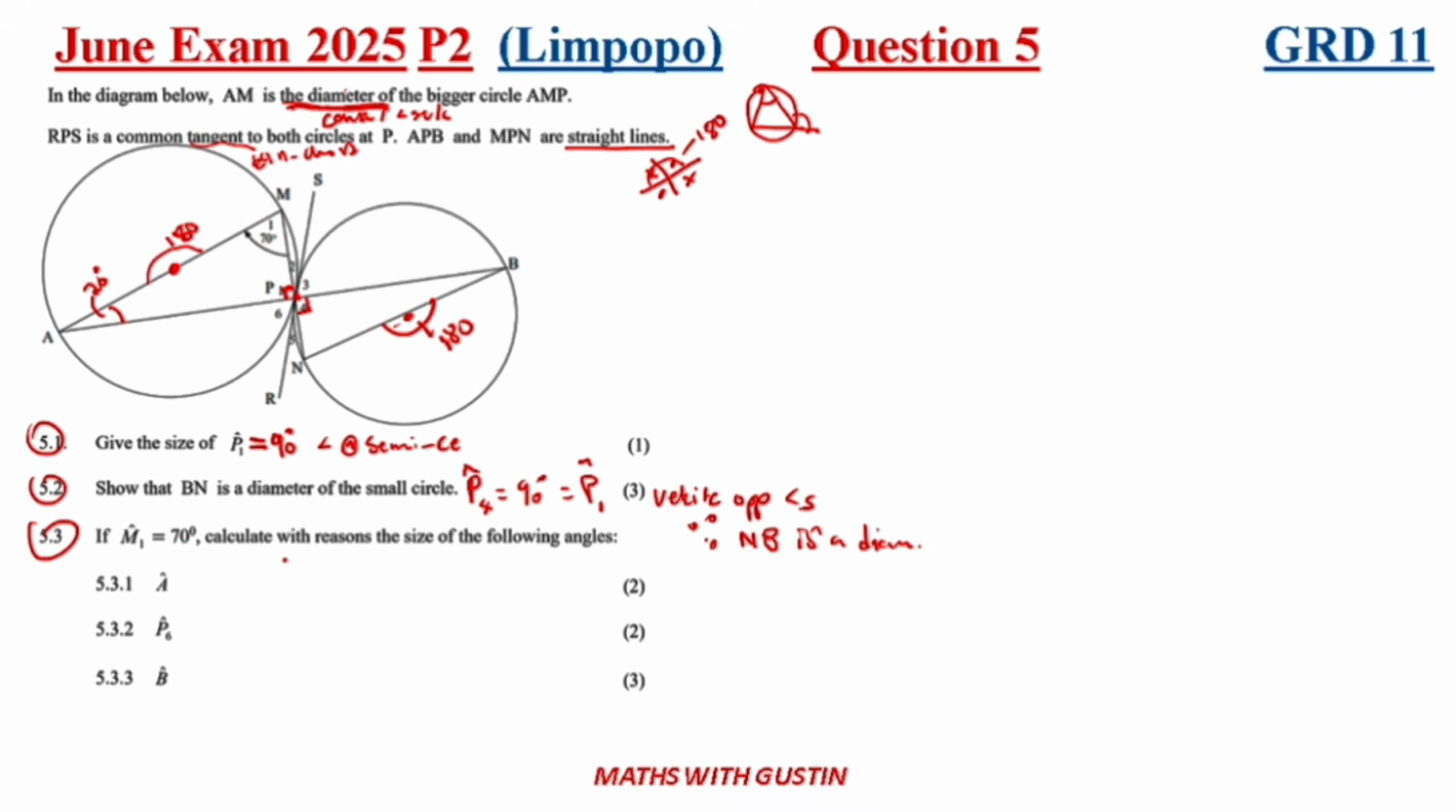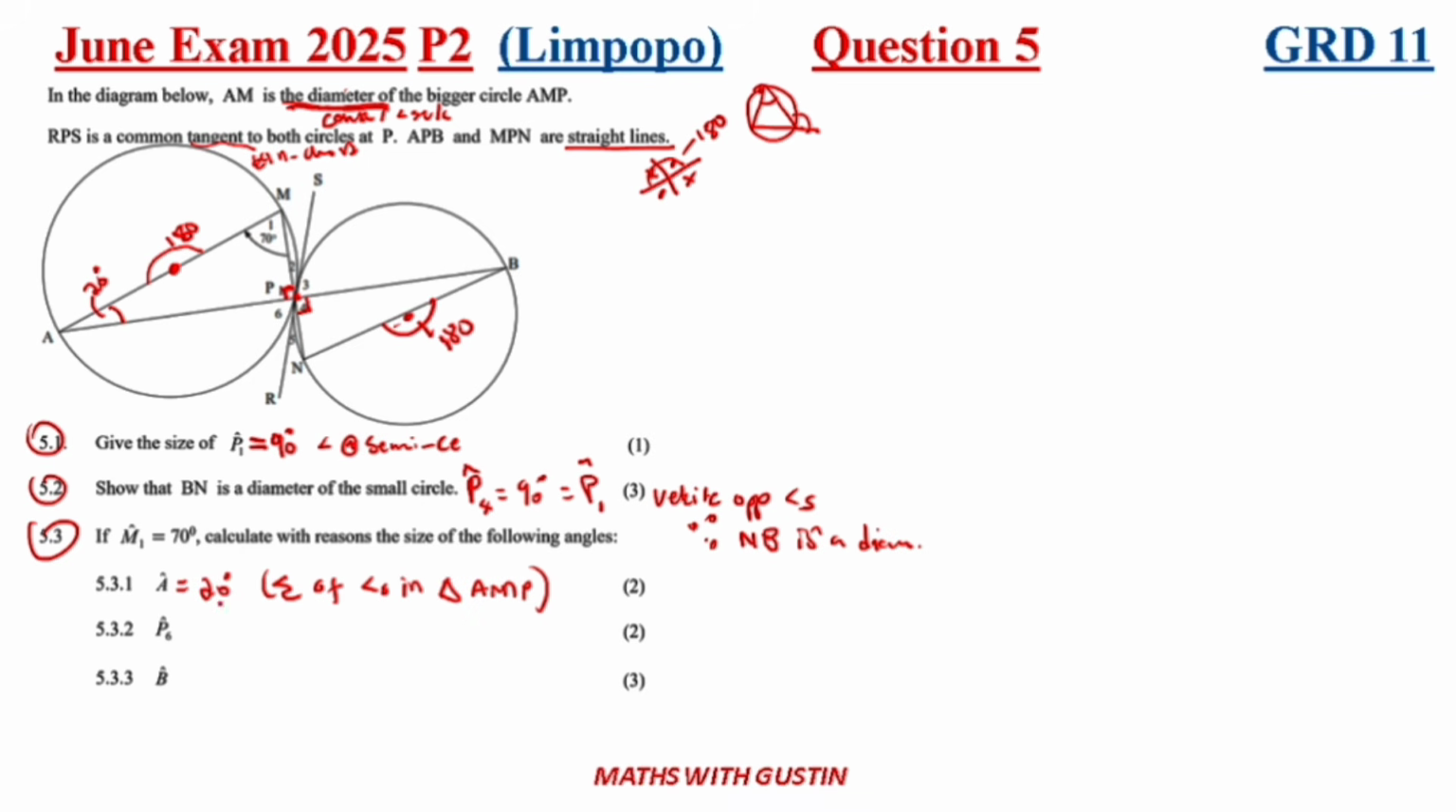Okay, there it is on the diagram. Calculate with the reason the size of the following angles. Angle A is equal to 20, reason being sum of angles in a triangle. Which triangle is this one? Triangle AMP.